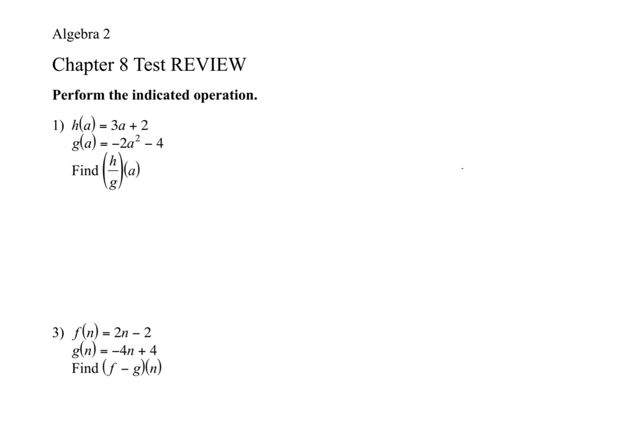So if it wants h divided by g, you take h, 3a plus 2, and you divide it by g, negative 2a squared minus 4. There's actually no simplifying you can do there. If I could take a 2 out of everything, I would reduce it by 2. But I can't even reduce this one. This one's actually done. The next one says to subtract.